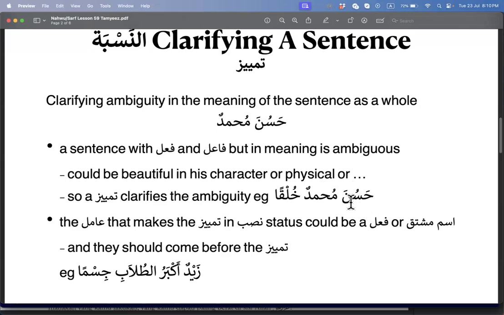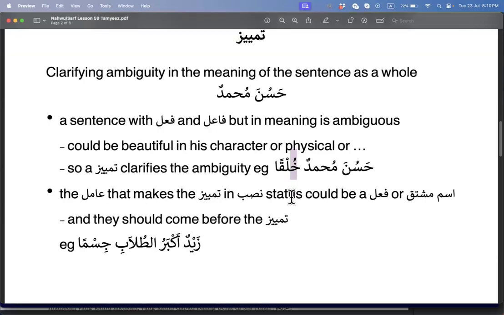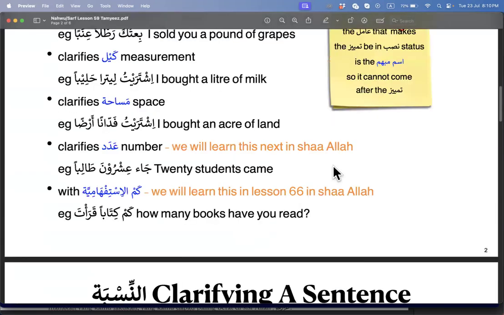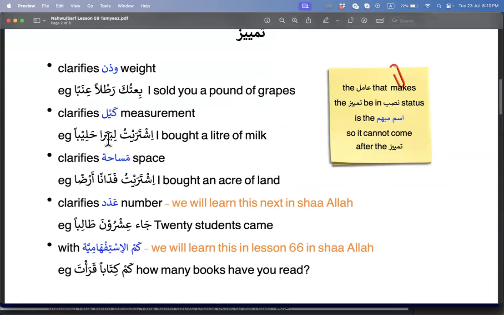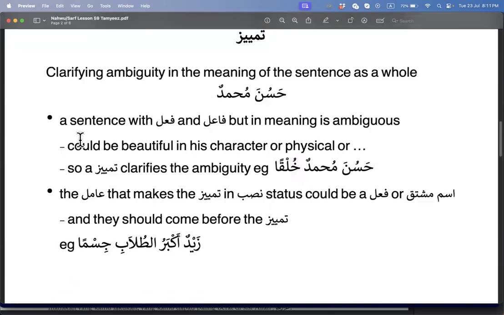So you have to make it complete using a tamyiz. Hasuna Muhammadun khulqan, in character. Muhammad is beautiful in terms of his character. Something like that you translate. Here the amil that makes the tamyiz mansub is the fi'il. Just now it's not the fi'il. Just now it was the weight, the measurement. That is the amil that makes the tamyiz nasab. But in here, it's the fi'il itself, because the fi'il itself is the ambiguous one.